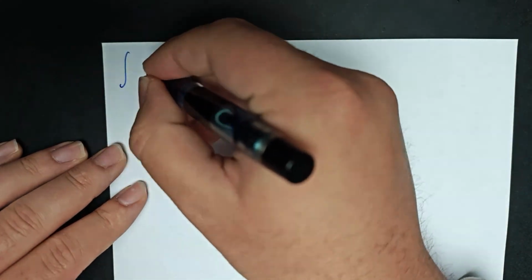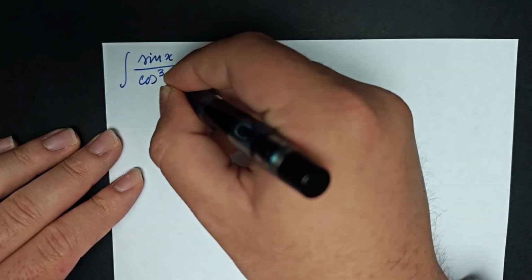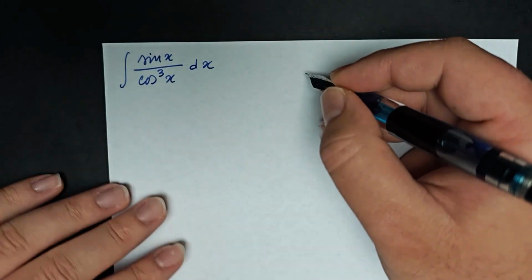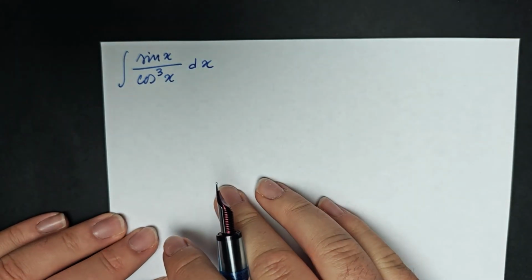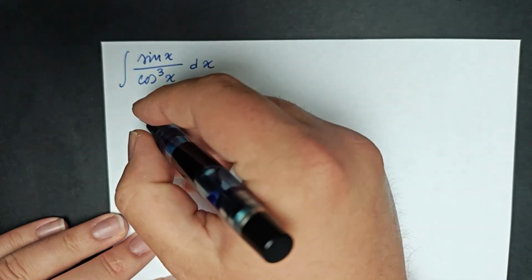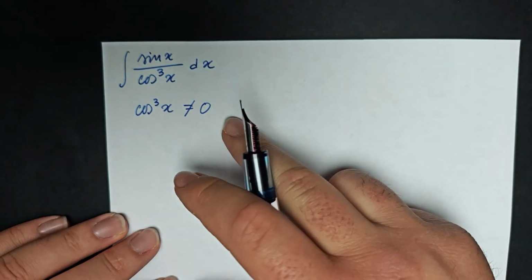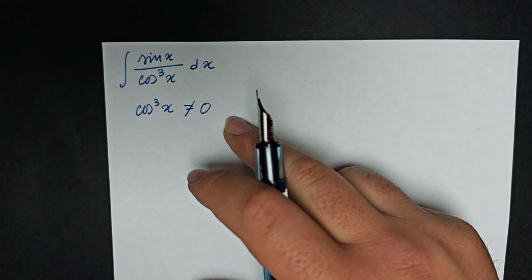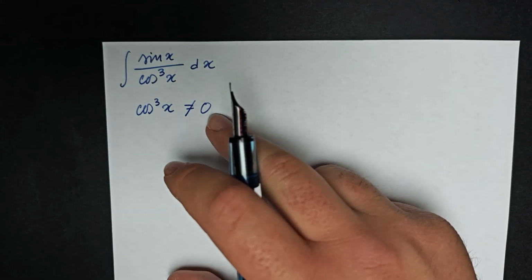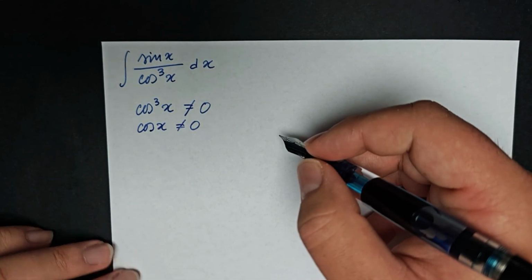Let's now solve the integral sine of x divided by cosine cubed of x dx. Again, we are first going to find the domain of this integral. We have cosine cubed of x in the denominator of that integral, and we are not allowed to divide by 0. Therefore, cosine of x has to be different from 0.